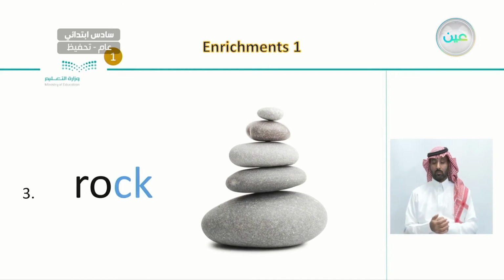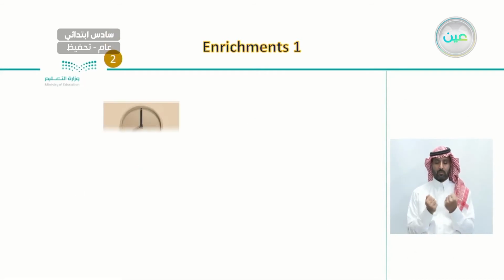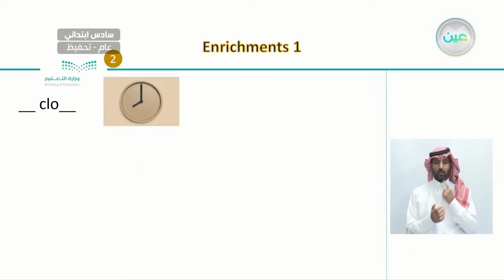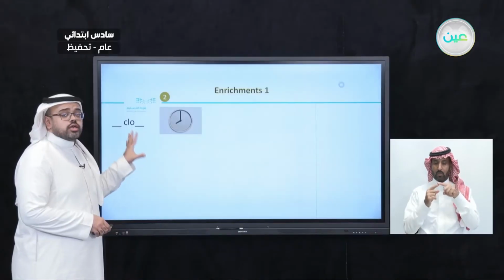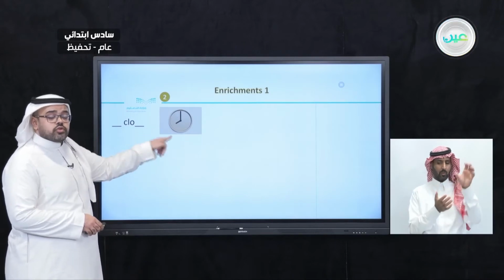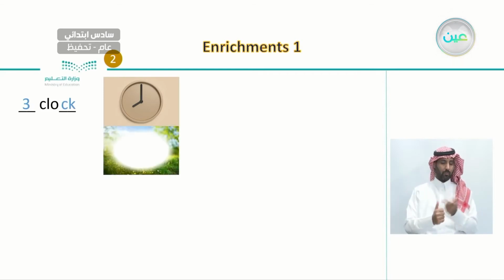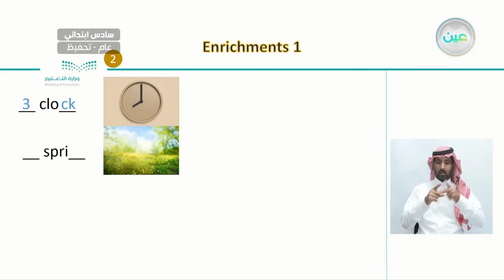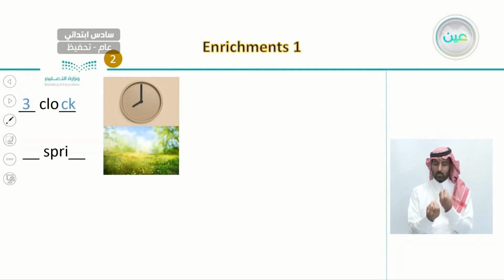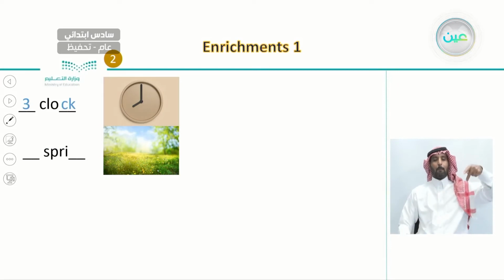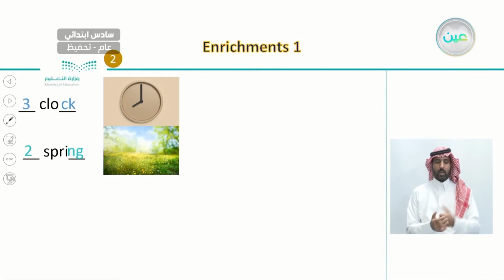And now we move to another exercise, which is to try to continue these words. Have a look at these letters, and try to write the missing letters if you have a look at the picture. So if we have a look at the first picture, we can know that this is a picture of a clock. And also with the second one, we can know it's a season. And what kind of season is it? It is the spring season.